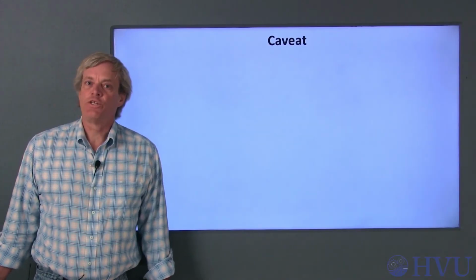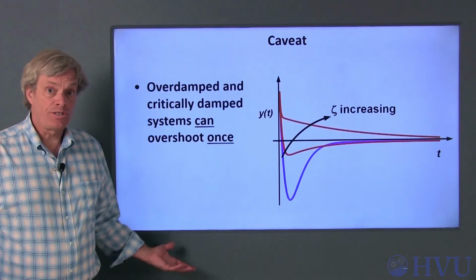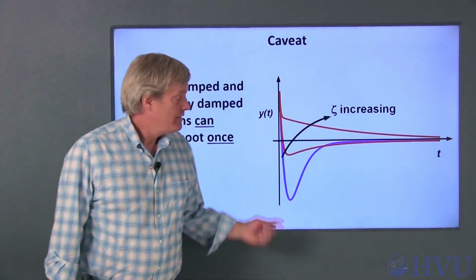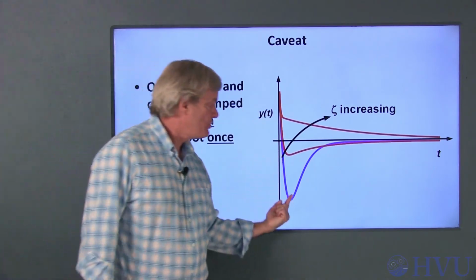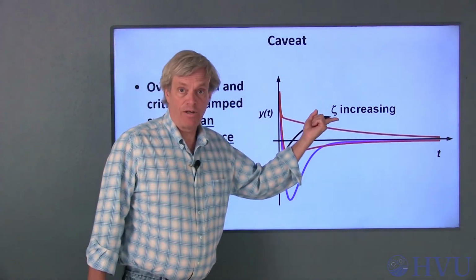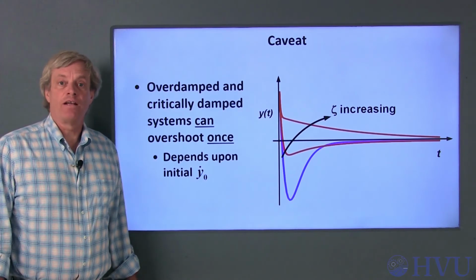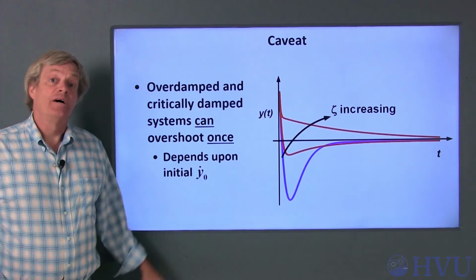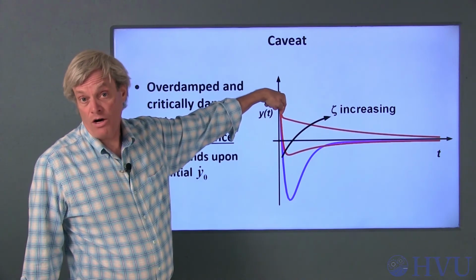There is an exception to the overshoot rule relative to overdamped and critically damped systems. Under certain circumstances, these systems can overshoot once, but only once. The typical shape is shown here. The response can cross the x-axis once and then approach the final value from the bottom. Increasing the damping ratio reduces the amount of overshoot. In order for a critically damped or overdamped system to overshoot its final value, the initial condition on the slope of the response, y dot sub 0, must be non-zero. You can see that in these examples, the initial condition on slope is large and negative.